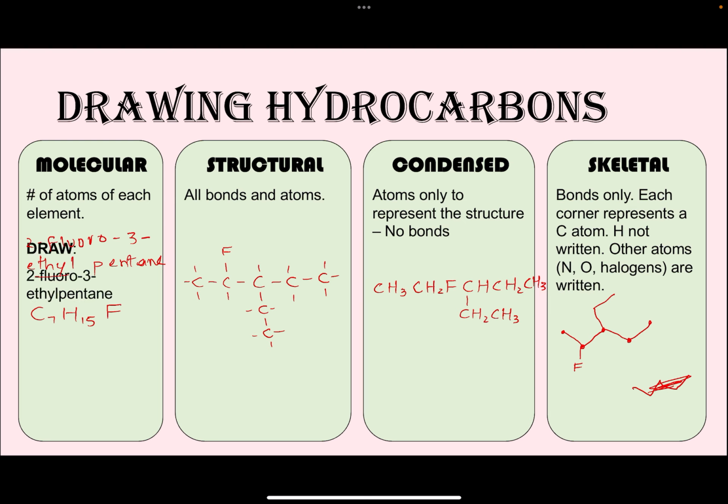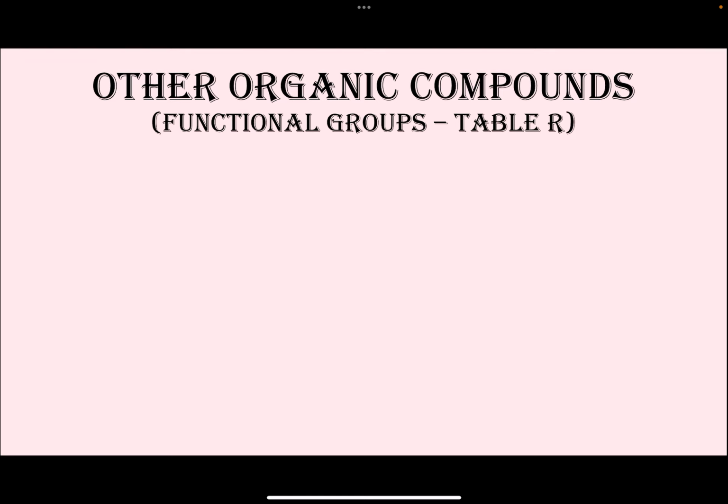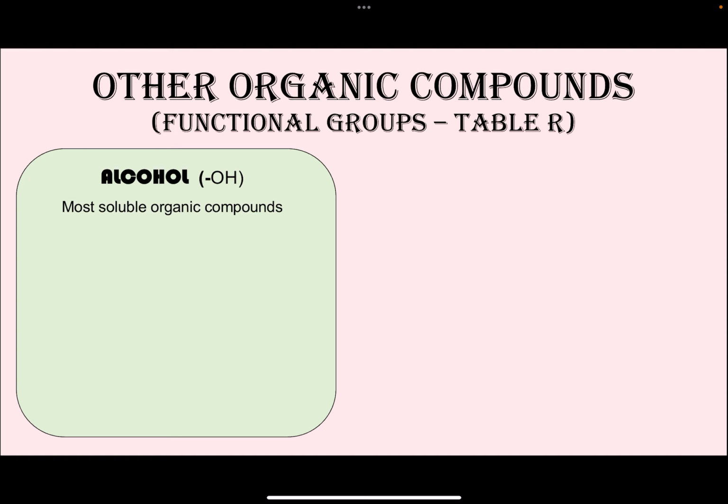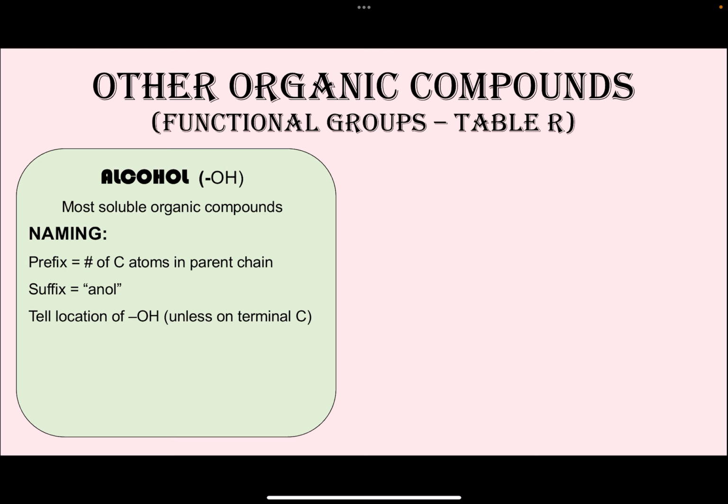So let's look at some other organic compounds besides the hydrocarbons. We are given the functional groups for the rest of the organic compounds in Table R. One type of organic compound is an alcohol, and it has a functional group of OH, so a hydroxyl group in the formula. These are the most soluble organic compounds.